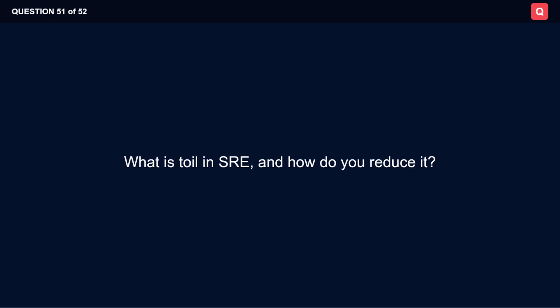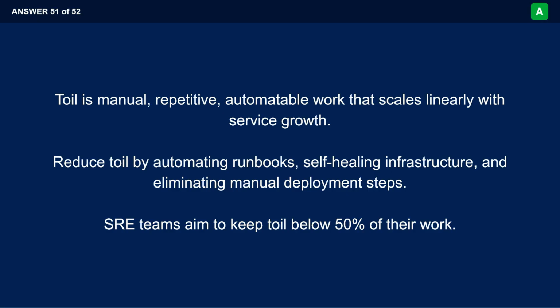What is toil in SRE, and how do you reduce it? Toil is manual, repetitive, automatable work that scales linearly with service growth. Reduce toil by automating runbooks, self-healing infrastructure, and eliminating manual deployment steps. SRE teams aim to keep toil below 50% of their work.